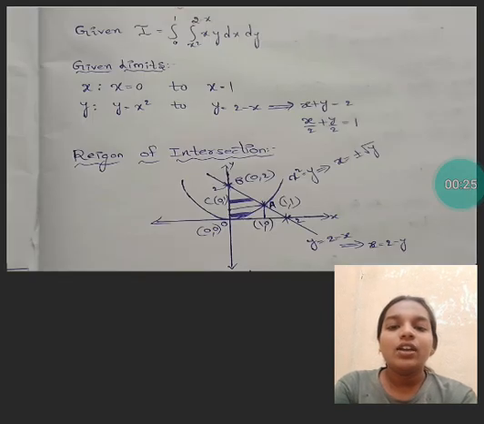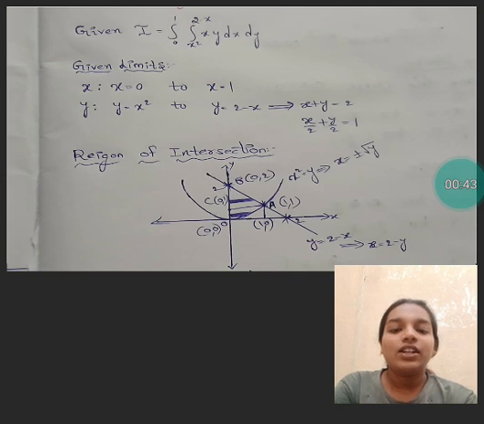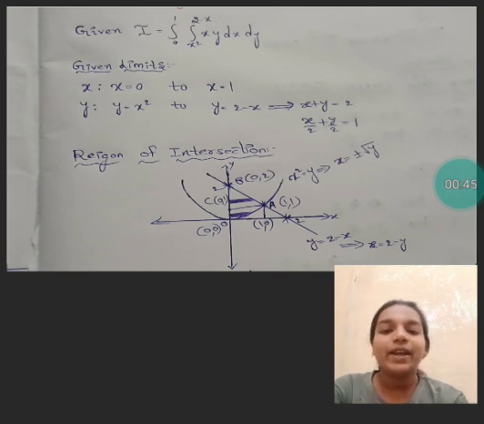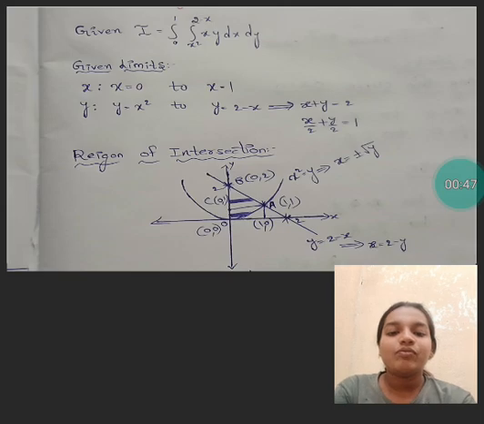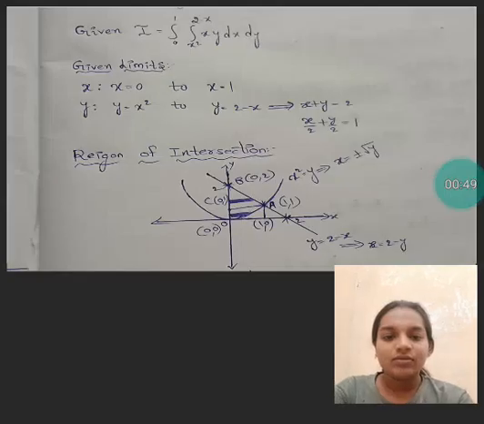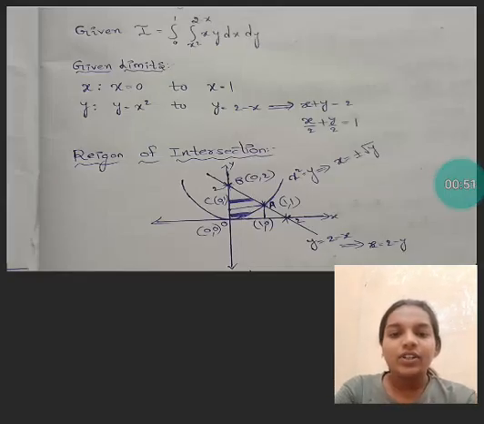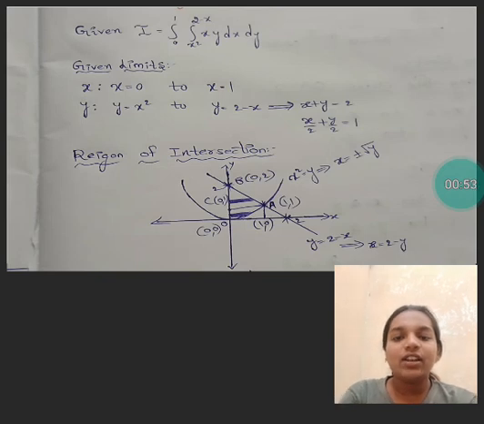Next, given integration xy dx dy, given limits x equals 0 to x equals 1. Next, given y equals x square to y equals 2 minus x, it can be taken as x plus y equals 2. Next, region of the integration. Diagram of the region of integration.